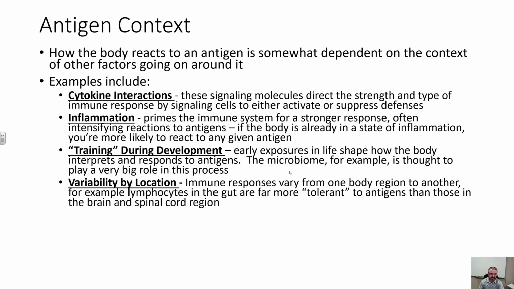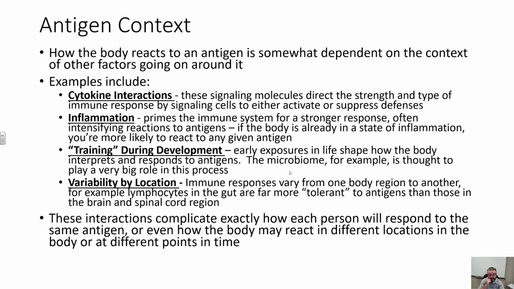And the last thing here is that variability occurs by location. The way that your body reacts in the lungs, for example, is different than the way it reacts in the gut, which is different from the way it reacts in the skin. An antigen in the gut, for example, might be treated differently than an antigen in the skin, or vice versa. So the context of body location is another key thing there. As I mentioned, these are complicating factors that make it difficult to really track what the immune system is doing, but all of these things do influence the way the body responds to an antigen.